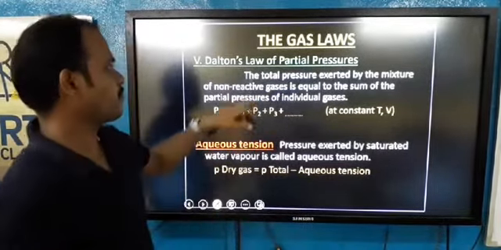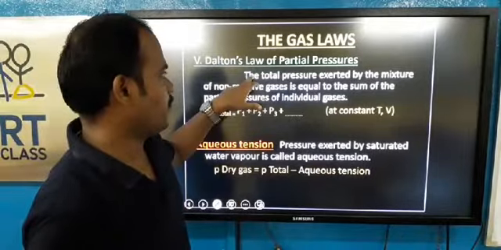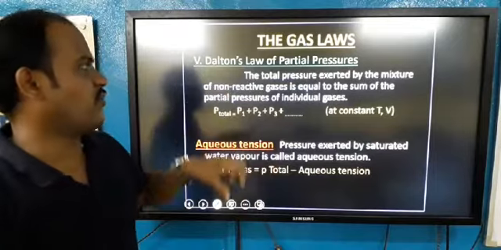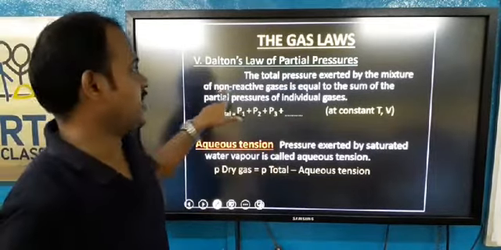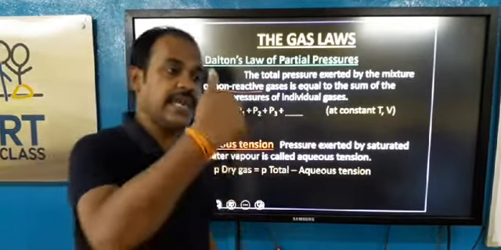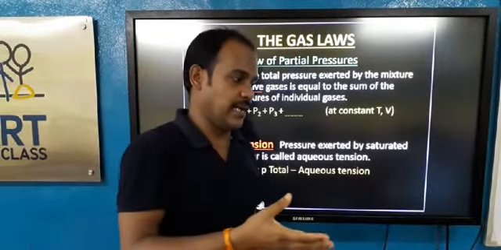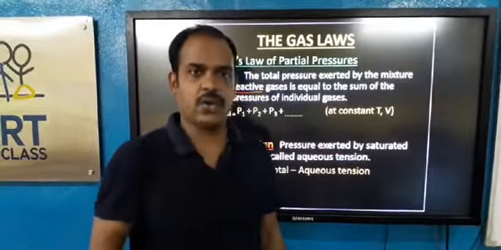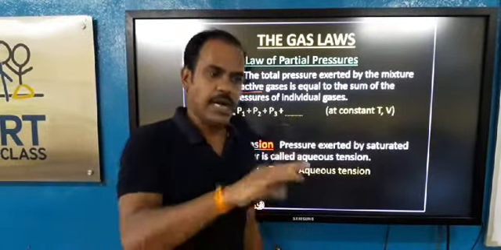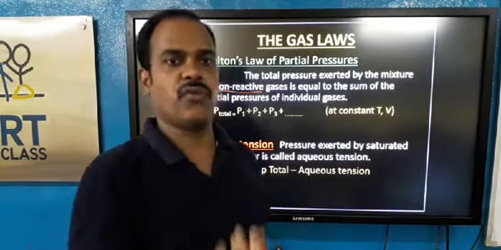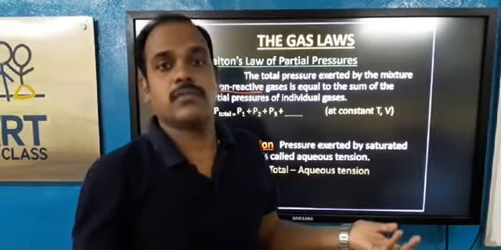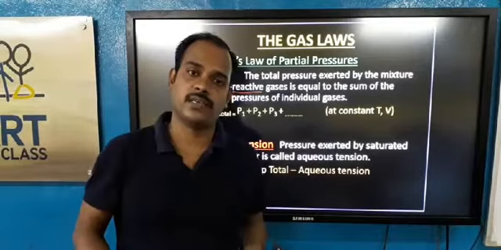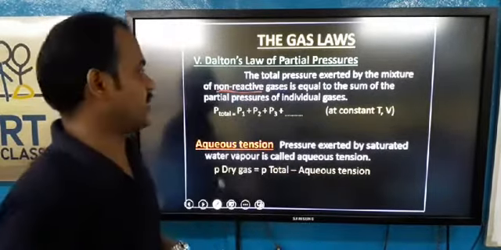So according to Dalton's law, total pressure exerted by the mixture of non-reactive gases. Why non-reactive gases? Because if the gases react with each other, for example, hydrogen and oxygen in some conditions react to form water, then there is no existence of gas. Then how can we calculate the total pressure of gas? So the gases should be non-reactive.